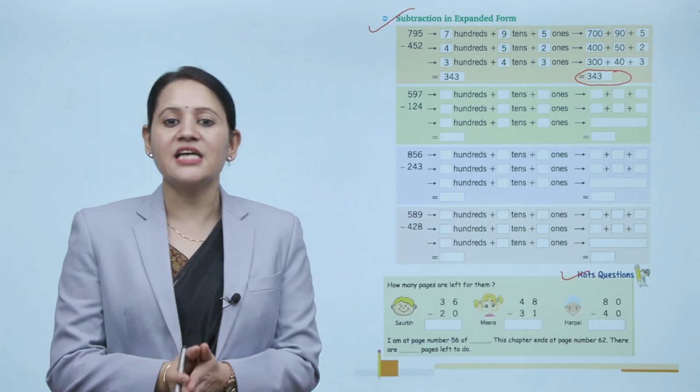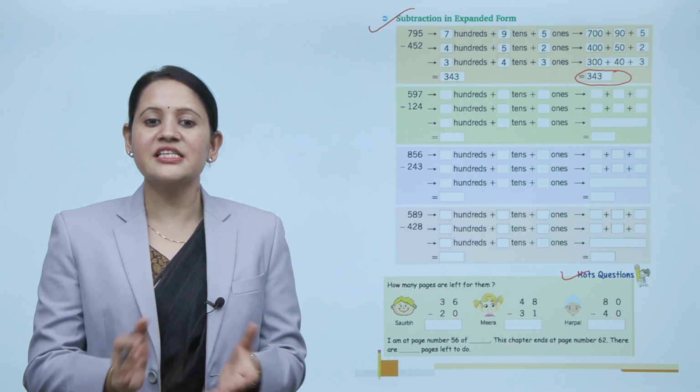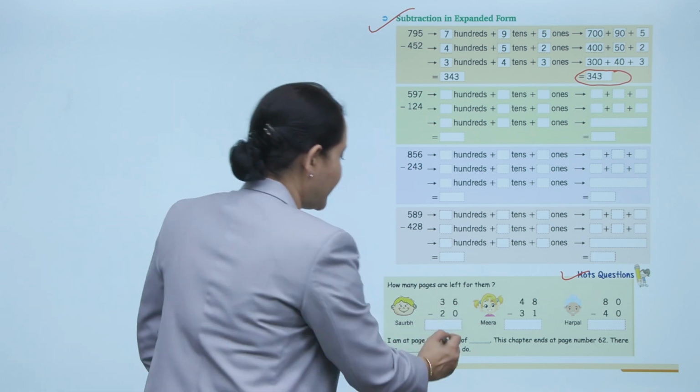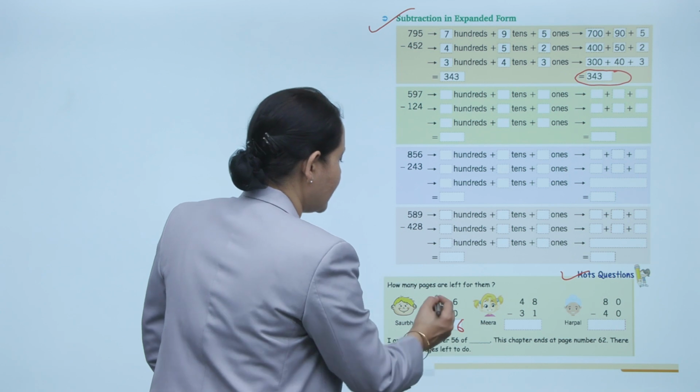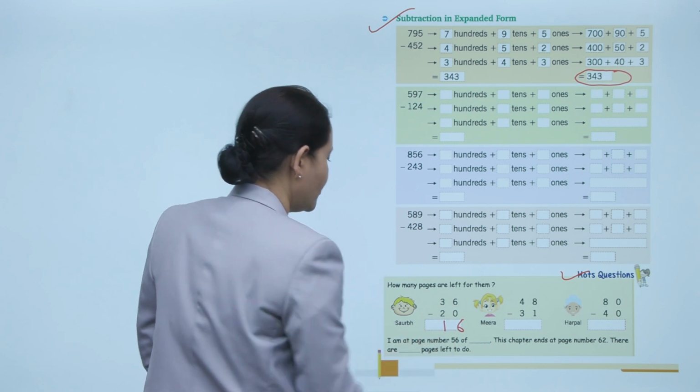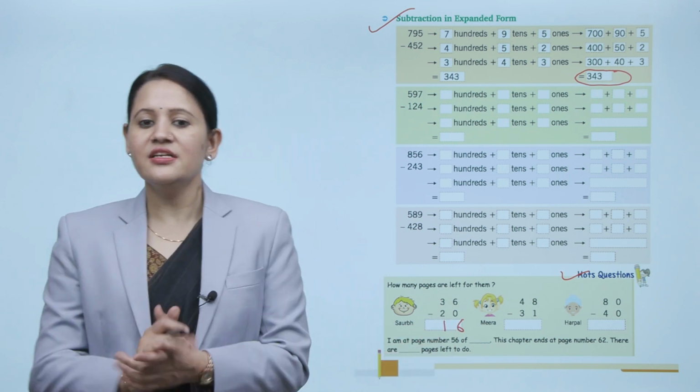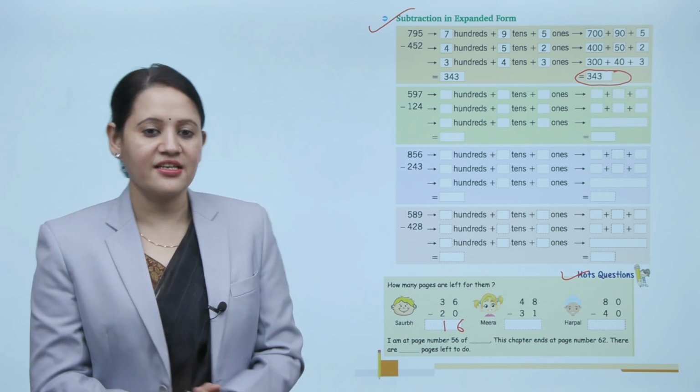Next, hot question. How many pages are left for them? 36 minus 20. 6 minus 0 is 6. 3 minus 2 is 1. So now the answer is 16.